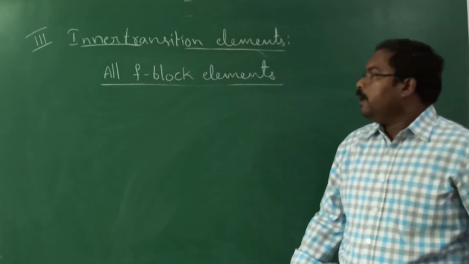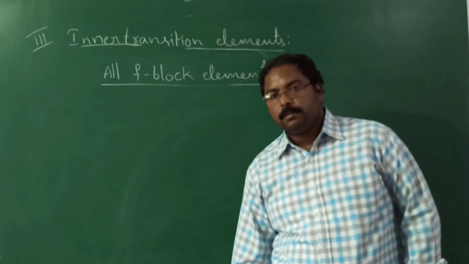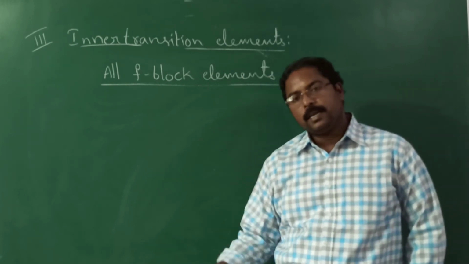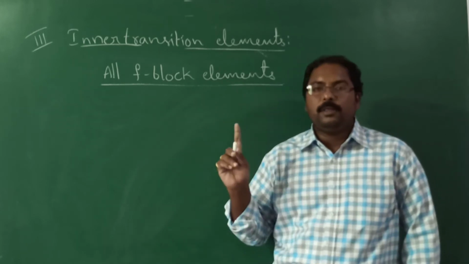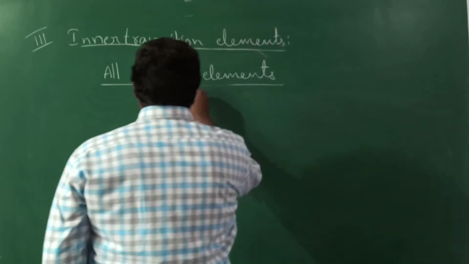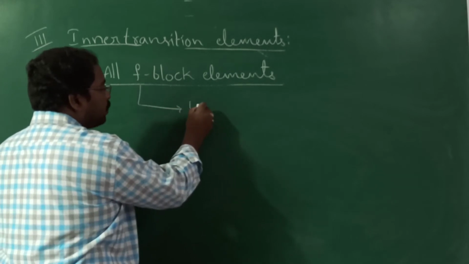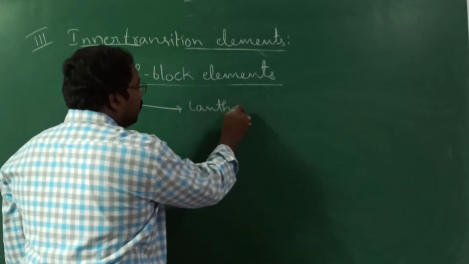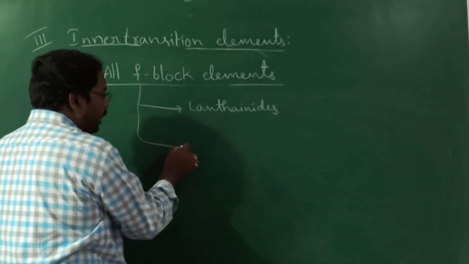Now coming to the properties of f block elements. In the last class, we discussed clearly the properties of f block, and even the location of f block elements. We know the f block elements are of two types. What are the two types? One is lanthanides and the other one is actinides.